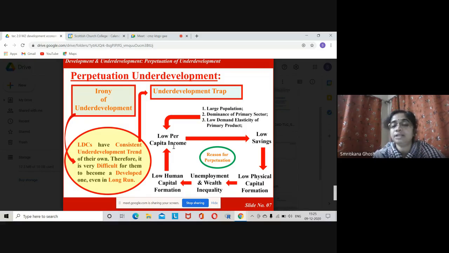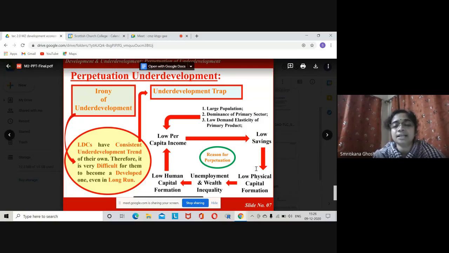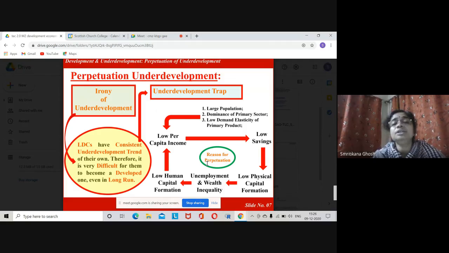And once your income is very low, your saving is very low naturally. And when your savings is low, the investment is low. And once investment is low, the physical capital formation is low. And once you don't have the infrastructure, once you don't have the machine, once you don't have the factory, then you cannot employ the labor force. So unemployment is very high. And as there is unemployment, income or the wealth inequality is also very high there. As there is a lack of human capital, per capita income is low. So look at this trap. So it's a cycle, right? Once you are inside this trap, it's very difficult for a country to leave this trap. The country is called the less developed country. It needs a push so that it can leave this trap and become a developing one so that in the long run it will be a developed country.